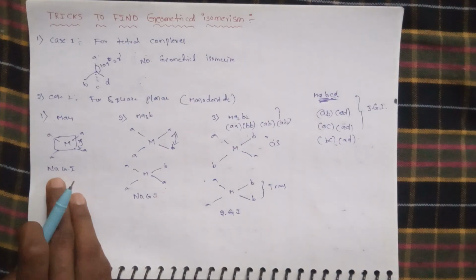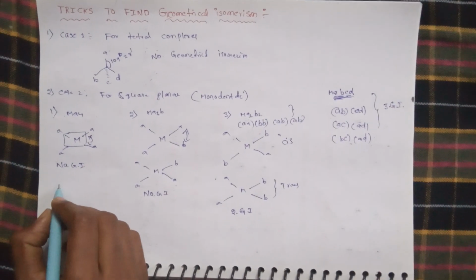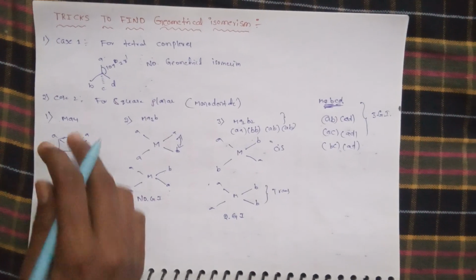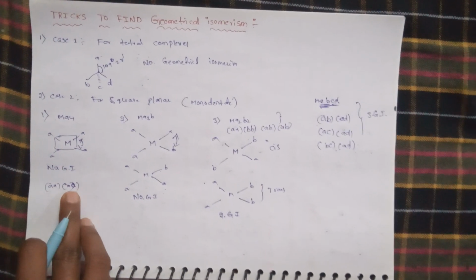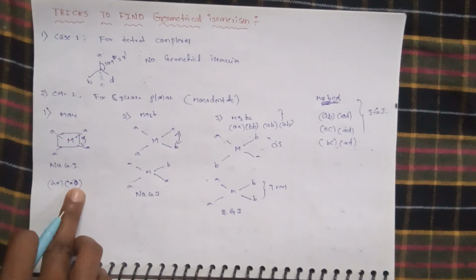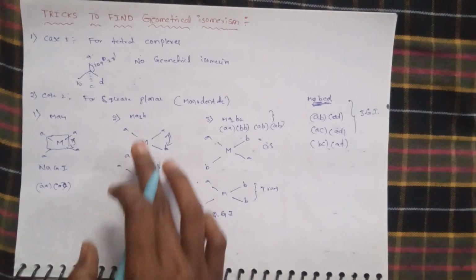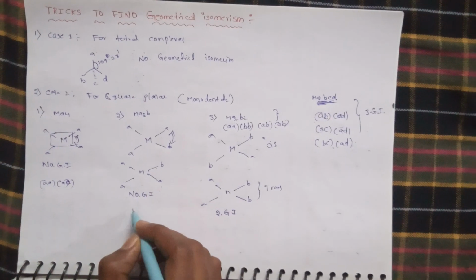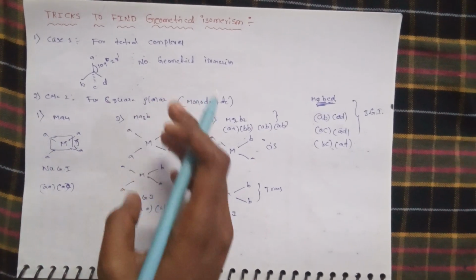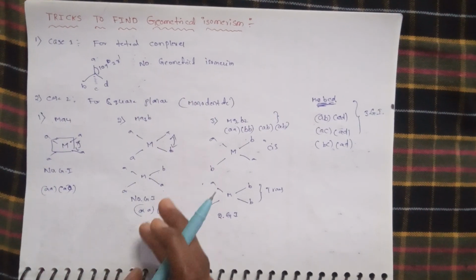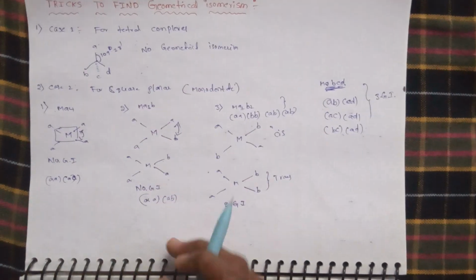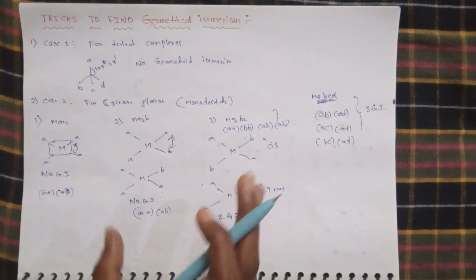Coming to MA4, no geometrical isomerism, so you write A A and A A, there is no change. That means the same sets, so there is no geometrical isomerism. Coming to MA3B, you write AA, AB. Whenever you write AA, AB, there is no structural change. So this is the most important topic.